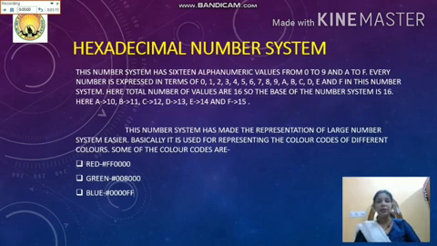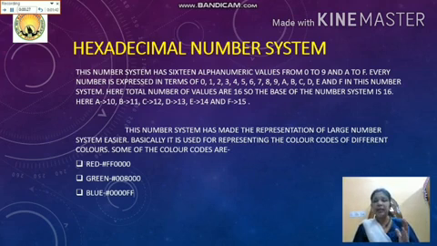Next comes the hexadecimal number system. If the number is of 16 bits or bigger, it's difficult to represent with the help of octal, so we can use the hexadecimal number system. Here we are using the digits from 0 to 9, and after that we are using 10, 11, 12, 13, 14 and 15. But 10 to 15 are not represented in their usual form.